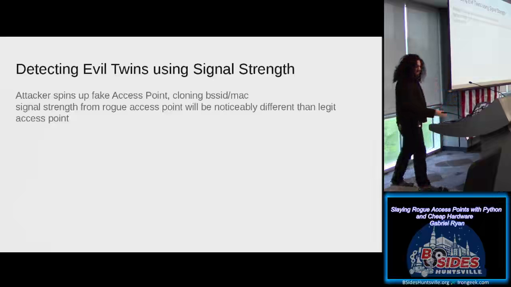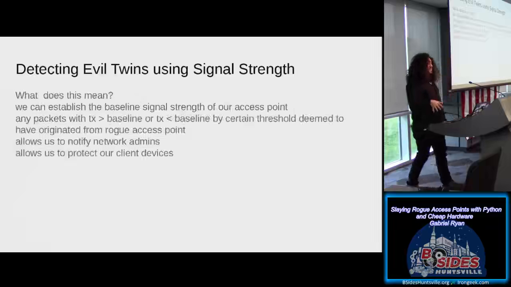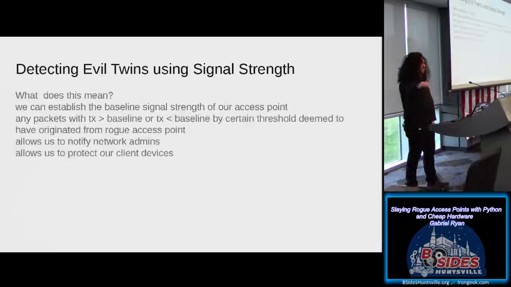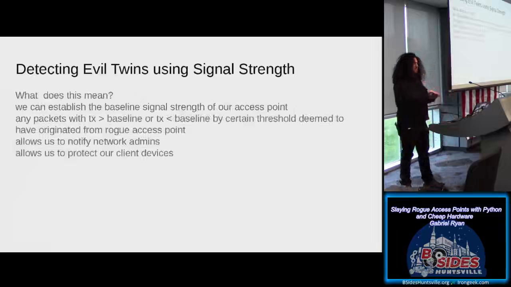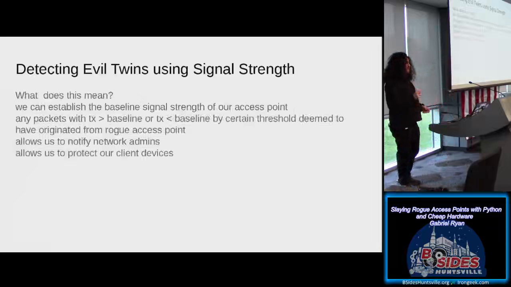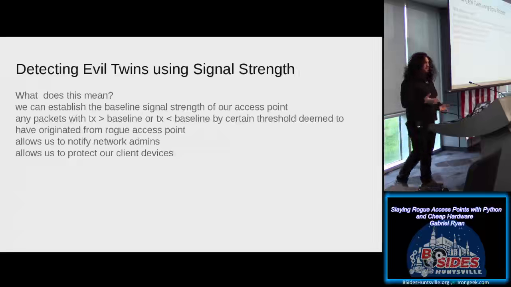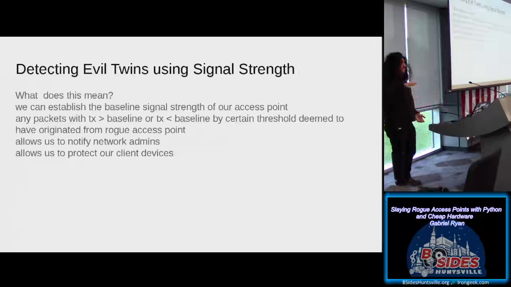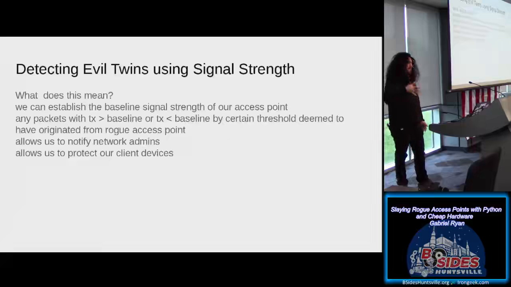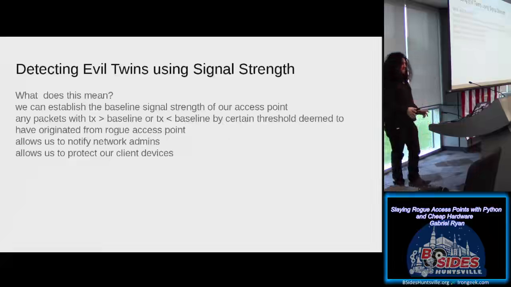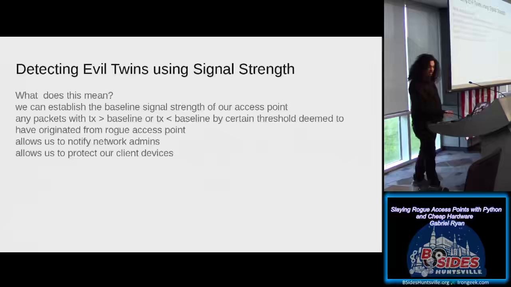So what that means is that we can establish a baseline signal strength from our access points to our IDS device, and we can establish this baseline average. Then any packets that we receive that are supposedly coming from our access point, but vary from this baseline by a certain threshold, either greater than or less than, tell us that something's fishy, and it's probably not actually coming from our access point. It's probably originating from a rogue access point, and we need to take action.